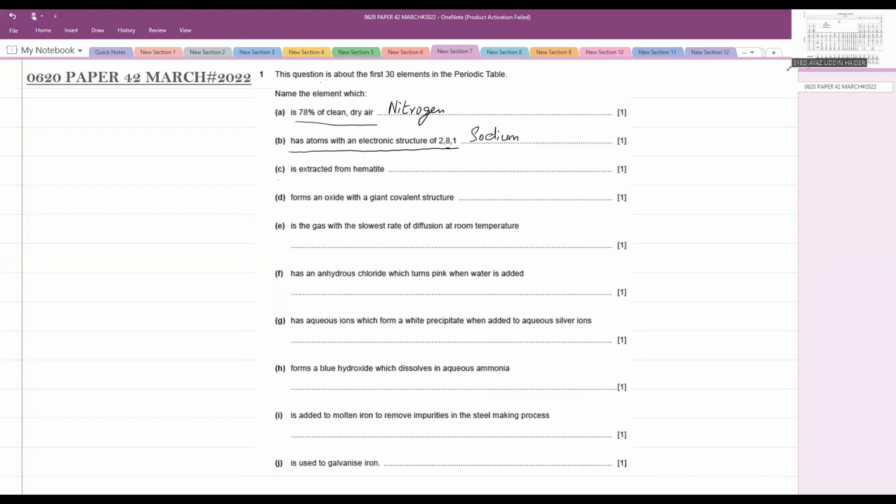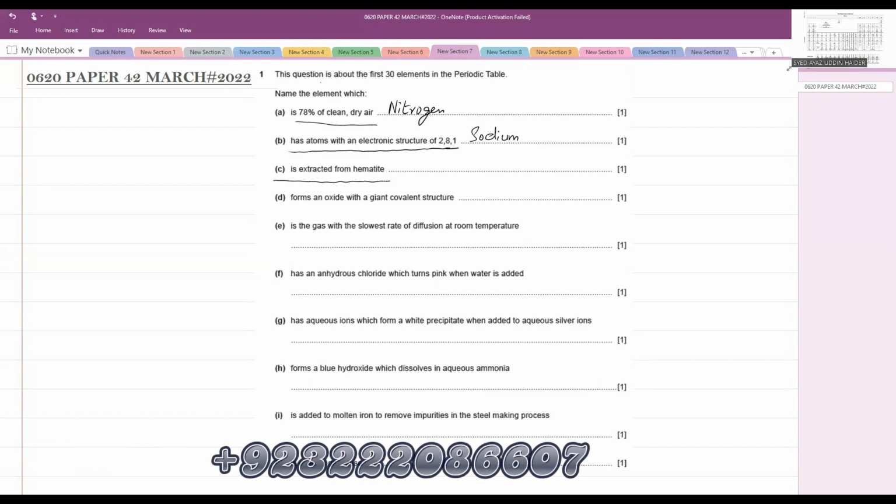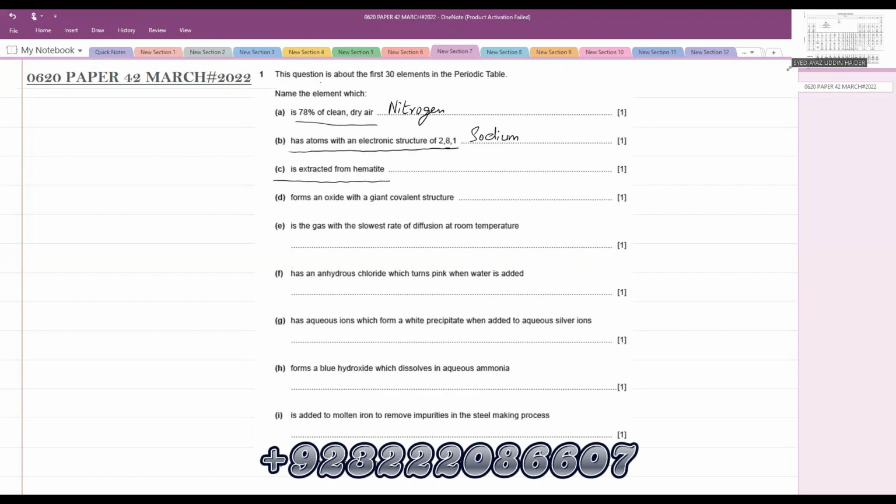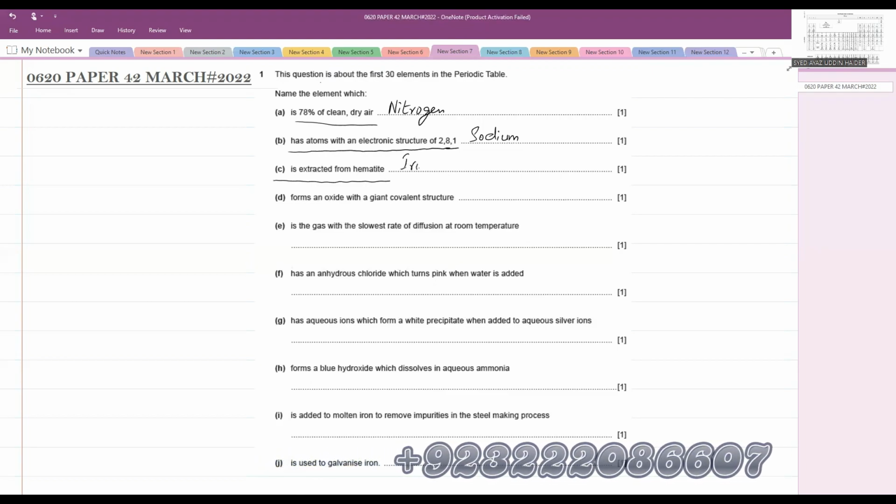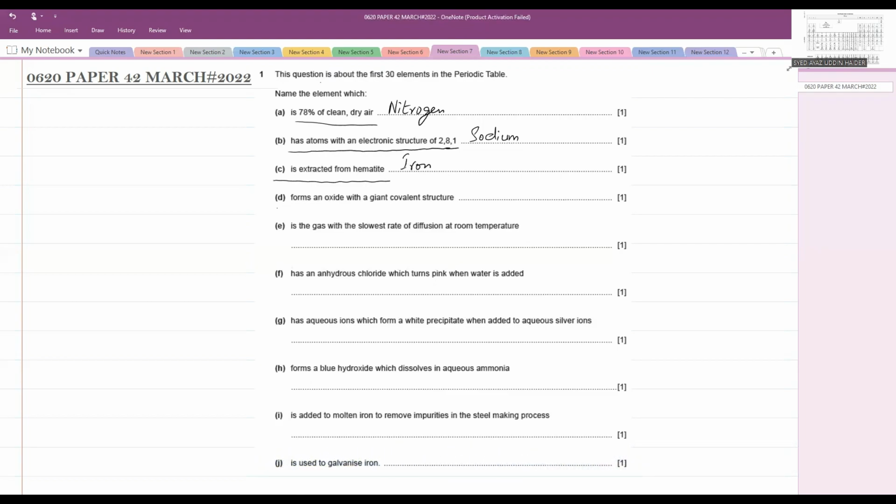For C, it is extracted from hematite. Hematite is the ore of iron. So the answer is simply iron. D forms an oxide with a giant covalent structure. In case of D, you know that there's only one element, in fact non-metal, in your syllabus which makes an oxide with a giant covalent structure, and that is silicon.